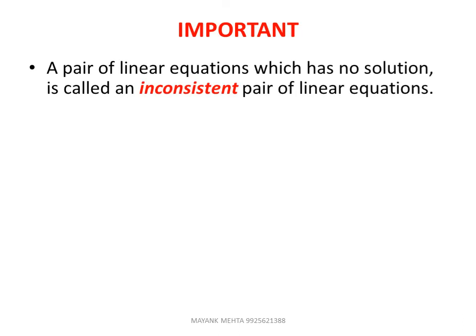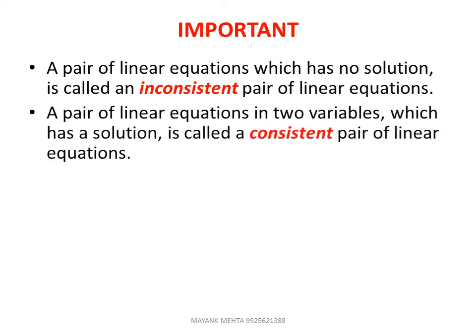Now, these three things are important again. A pair of linear equations which has no solution is called inconsistent. No solution means parallel lines, so these two lines are inconsistent. A pair of linear equations in two variables which has a solution, only one solution, means they are a consistent pair of linear equations.